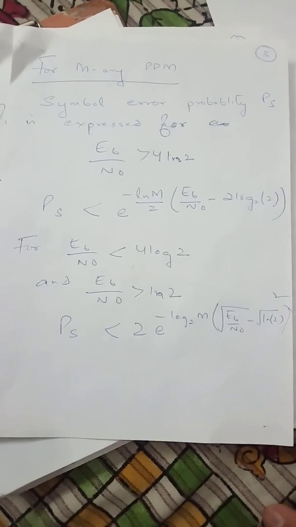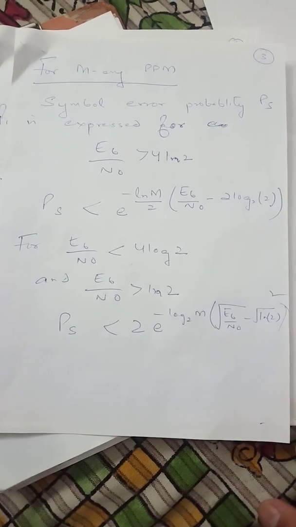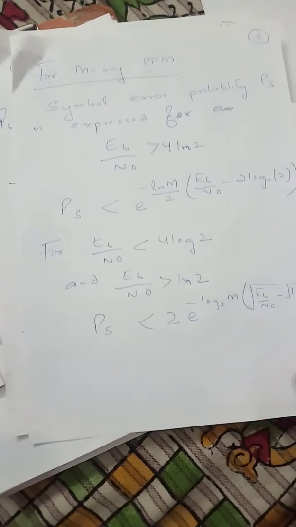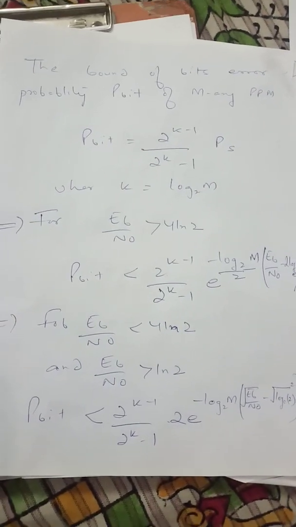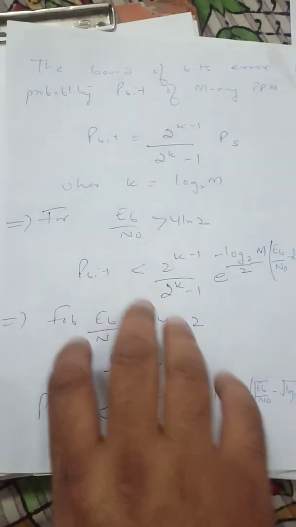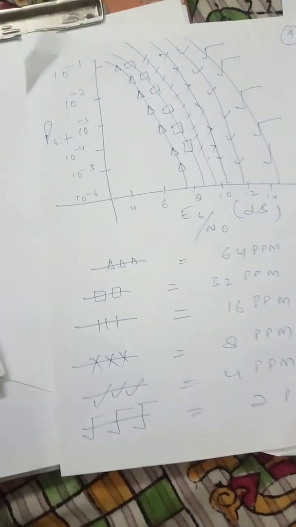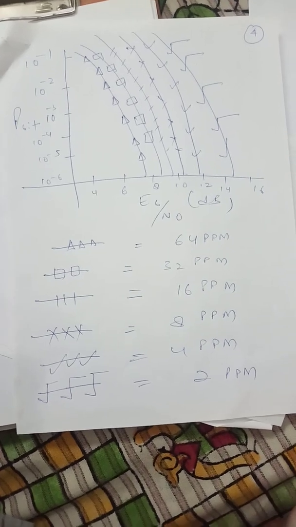Now similarly, for a PPM system, we can use an upper bound and a lower bound. For the upper bound, we take Eb/N0 greater than 4 log 2, and for the other bound, Eb/N0 is less than 4 log to the base 2. By taking these values and the other bounds into consideration, we can plot this graph between Pbit and Eb/N0, which is measured in decibels.